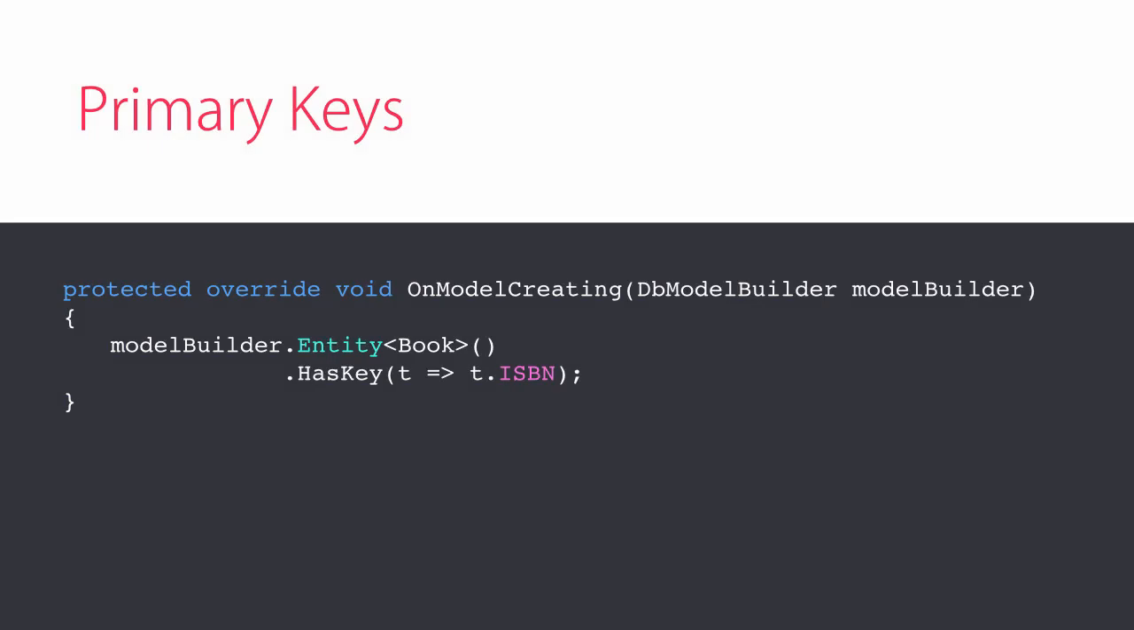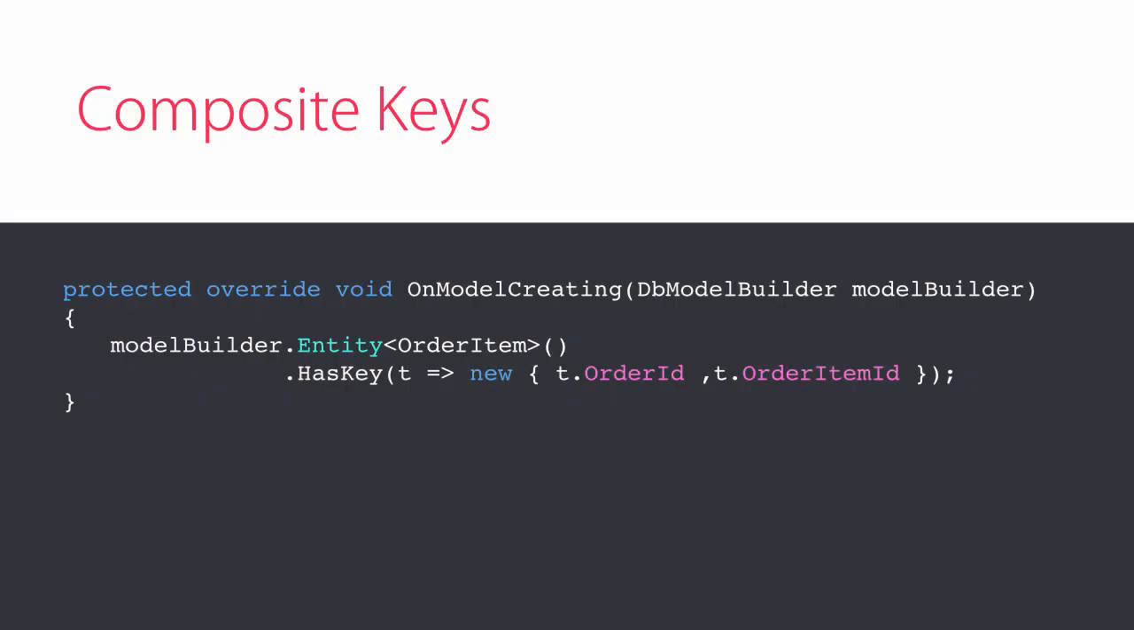Next, to configure the primary key, we use the HasKey method. Note that this method takes a lambda expression. So here t is short for type, or we could use b as in short for book. What if our entity needs a composite key? Then we can call the HasKey method, and in the lambda expression, we use an anonymous object and supply the name of the properties. So in this example, our OrderItem entity has a composite key on OrderId and OrderItemId.